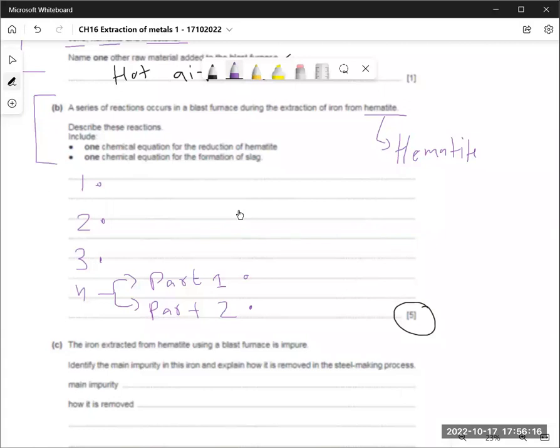Sir, you mean to ask those 4 points which you have given us? Yes, exactly. So it's a 5 mark question. You have 4 points and 2 parts for the 4th point. So 1 mark, 2 mark, 3 mark, 4 mark, 5 mark. Start from the beginning. First step. Coke. What happens? What is the reaction?